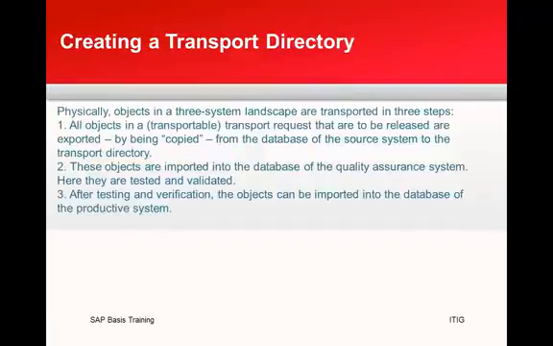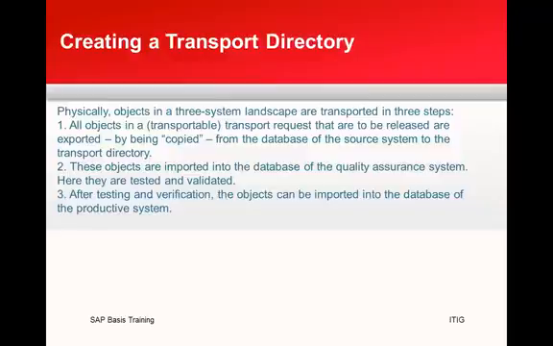Okay, so physically, objects in a three system landscape are transported in three steps. Step 1: all objects in a transportable transport request. Why we call it transportable, we will see, is that you can have local objects and objects which can be transported. All objects in a transportable transport request that are to be released are exported by being copied from the database of the source system to the transport directory. That is step 1.